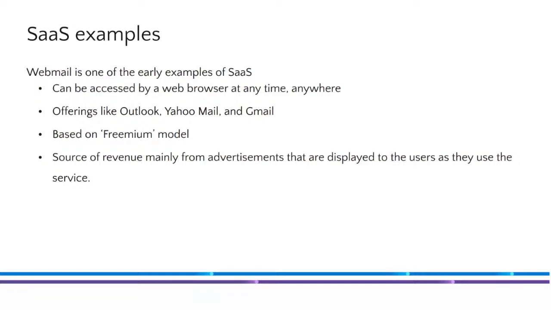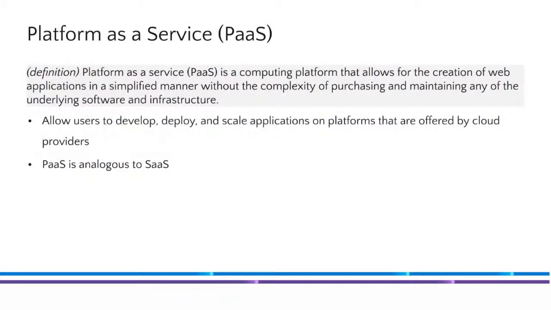Cool. Just as examples, if you know Outlook, Yahoo Mail, Gmail, these are SaaS based examples. Cool. Platform as a service. Platform as a service is a computing platform that allows for the creation of web applications in a simplified manner, without the complexity of purchasing and maintaining any of the underlying software infrastructure. When we're focusing on platform as a service, the main focus area is around how you are deploying that whole stuff, right?